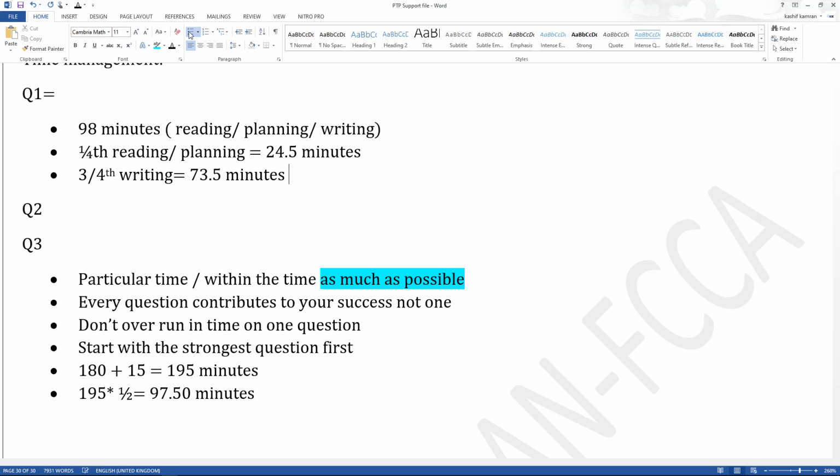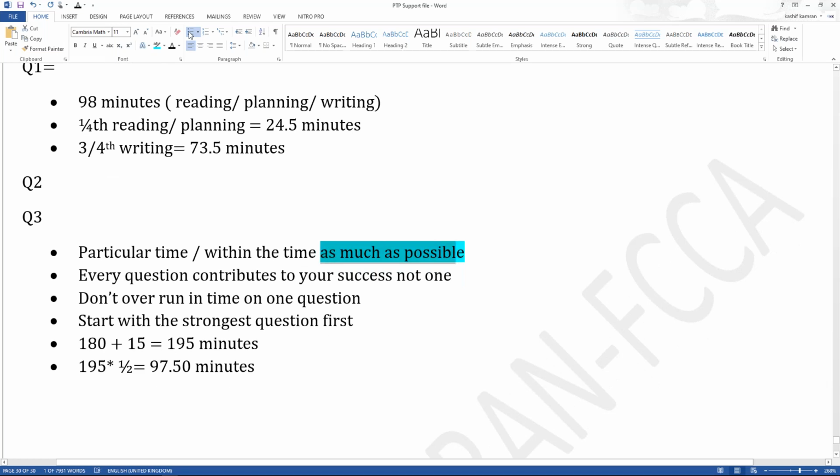So are you getting the track? Now in 98 minutes, whatever good you can do with question number one, do it. But if you spend 99 minutes on question number one, you are spoiling your Section B. 98 minutes, as much as possible. If you spend the 99th minute, if you spend the 100th minute, you're compromising question number two and question number three. And please be assured that only question number one will not help you pass the AAA paper. Is that clear to all of you? Then you come to question number two and three.